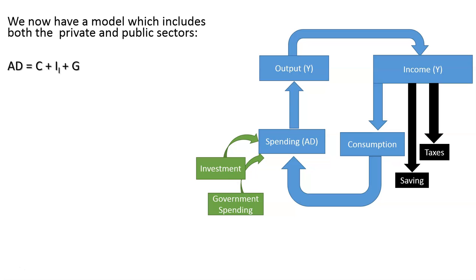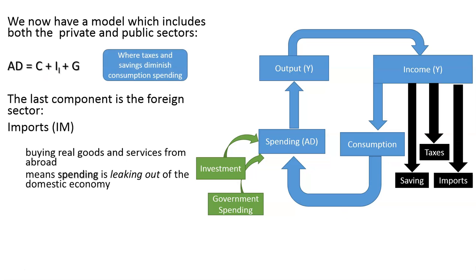So with just a private and public sector, we could say aggregate demand is equal to consumption plus intended investments plus government spending. We could look at that in terms of our flow model. Here's your consumption, here's your intended investments, here's your government spending. Savings and taxes is just money that doesn't become part of the consumption component of spending. So we want to integrate in that third part of the model, the foreign sector, and we're going to do this through imports and exports.